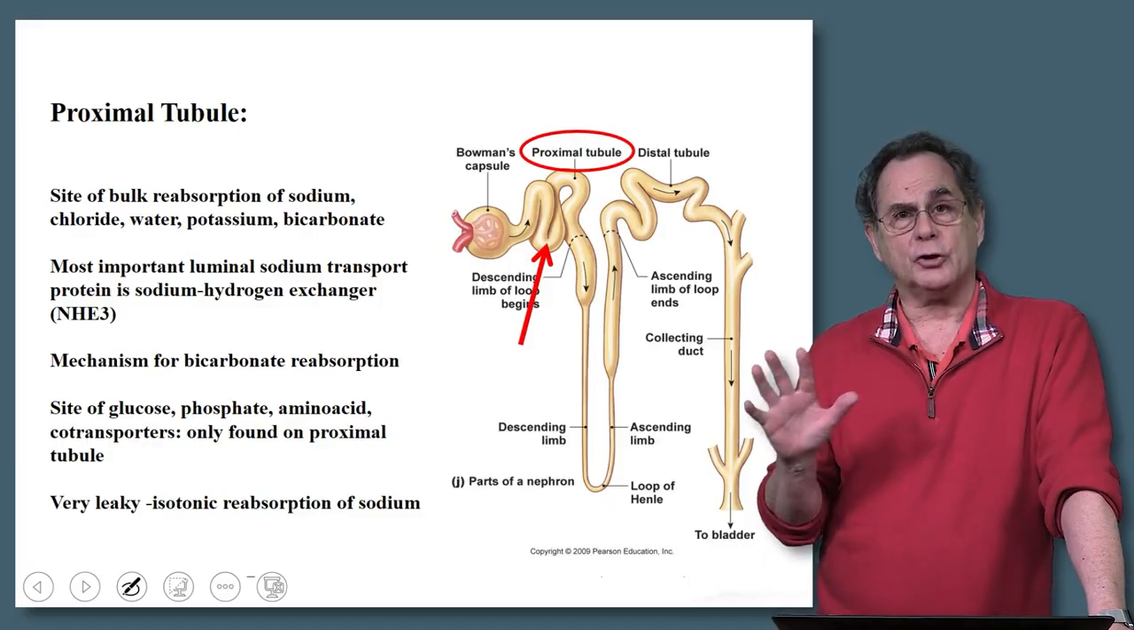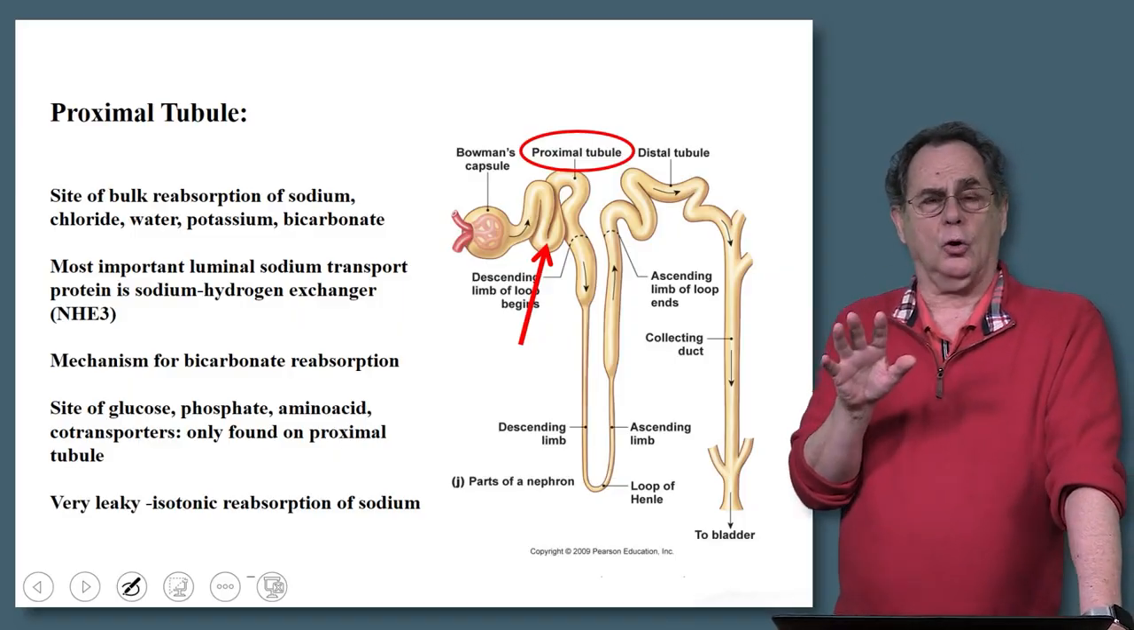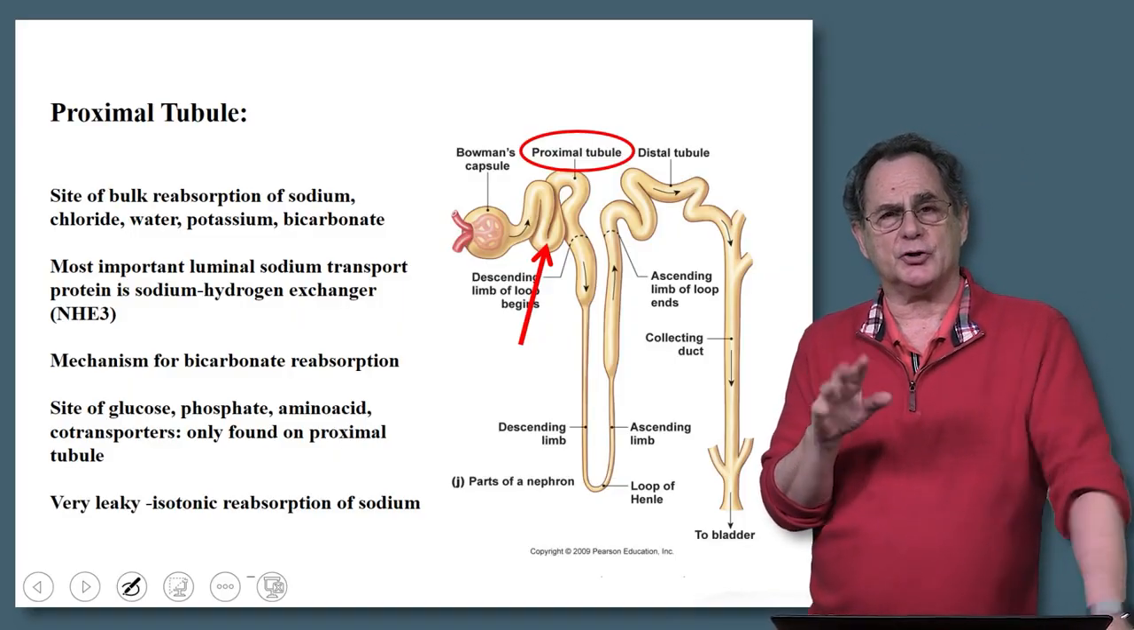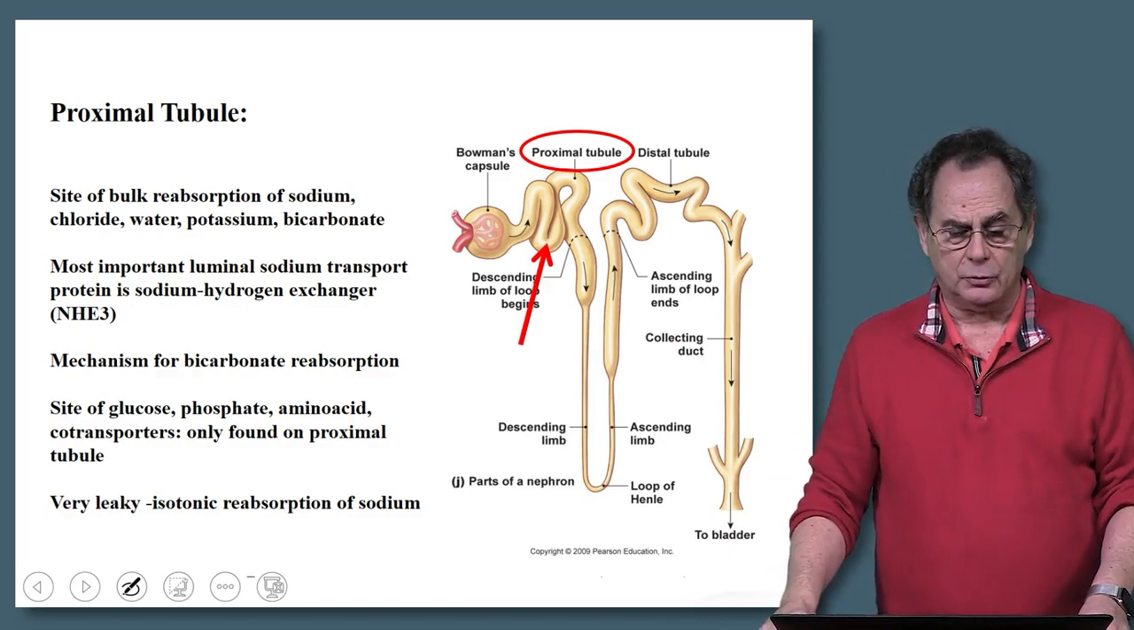So let's look at the proximal tubule. Proximal tubule is the workhorse of the tubular segments in terms of the bulk of water and sodium reabsorption.